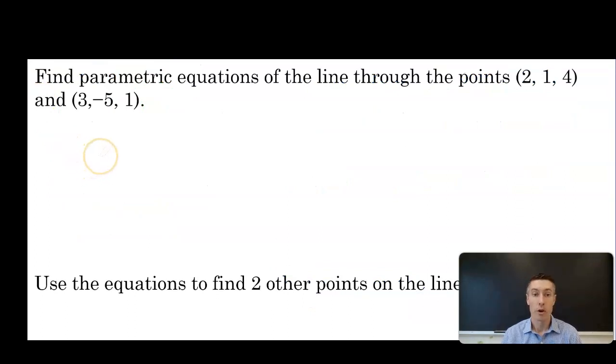So find parametric equations of the line through the points (2, 1, 4) and (3, -1, 5). So in this example, they're starting us off with 2 points. So we need a point and a direction vector. So let's use the points to define the direction vector. Now here, because we have scalars that will be positive and negative, it doesn't matter the order, but let's treat (3, -1, 5) as the terminal point and (2, 1, 4) as the initial point.